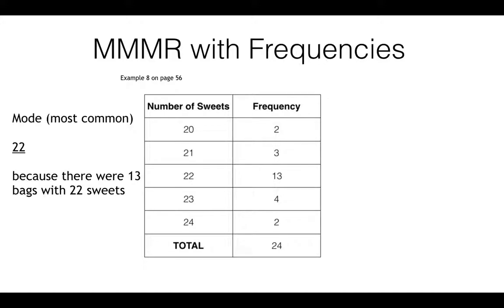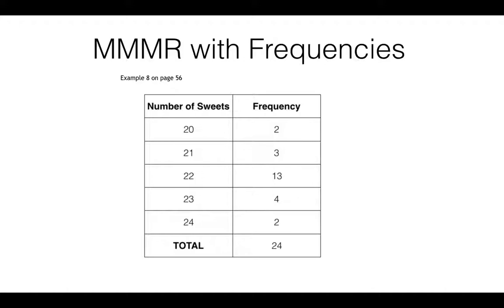Okay, so with this kind of data, finding the mode is really straightforward. Because we've got our frequency table here, you can literally see which one is the most common. There were 13 bags containing 22 sweets. That's far higher than any other number of sweets. So 22 is the mode. Be careful not to quote the frequency. This isn't the mode here. This is just the number of bags that contained that many sweets. So 22 is the mode.